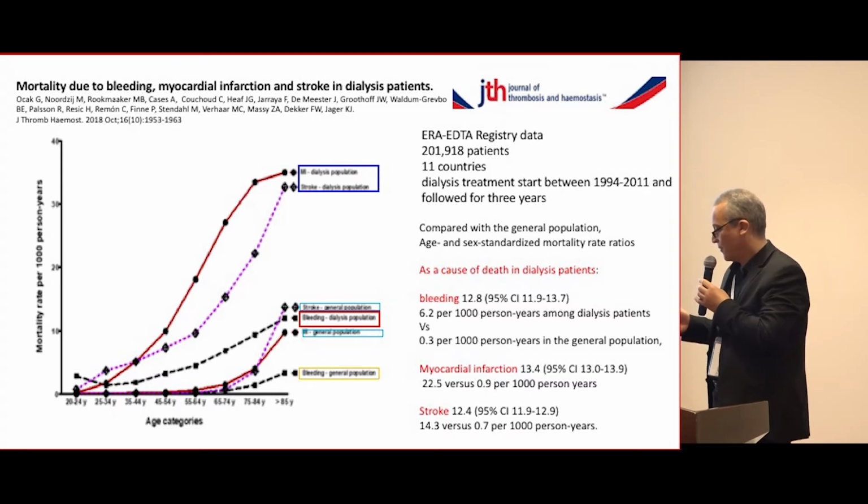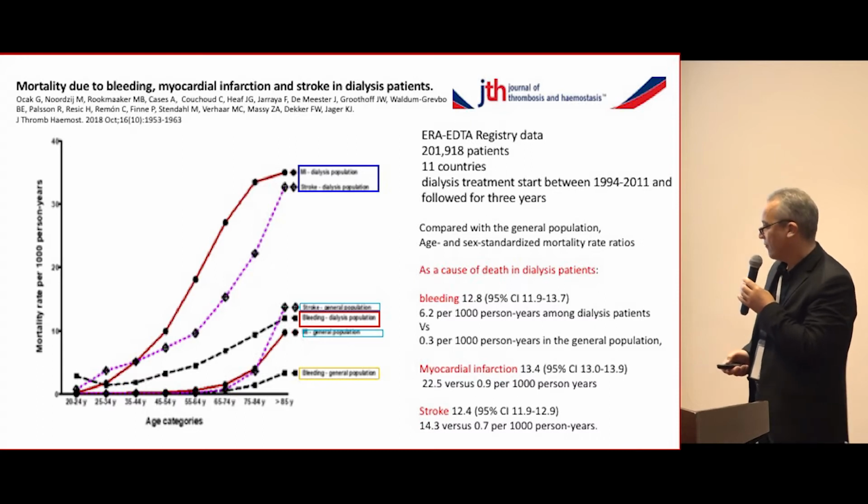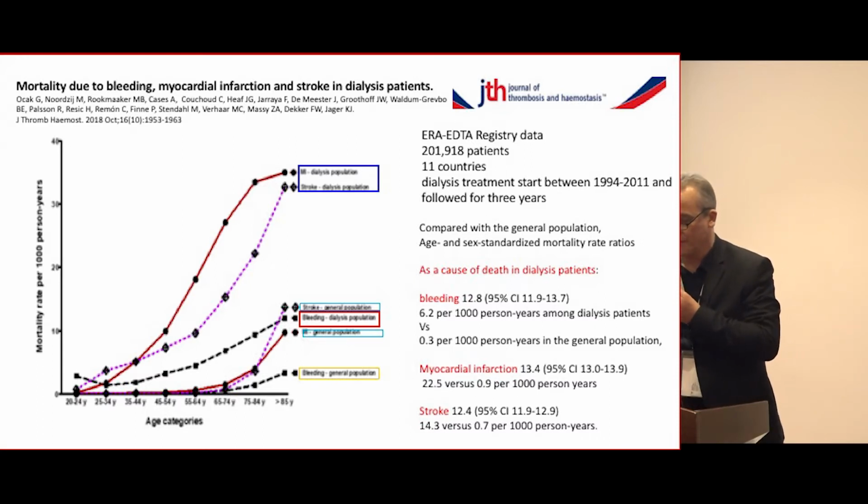And as you see here, especially for bleeding, it was increased by 6.2 per 1,000 person years among dialysis patients, compared to only 0.3 per 1,000 person years in the general population.